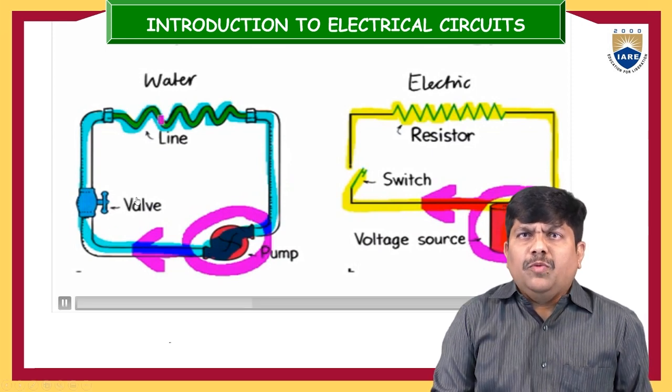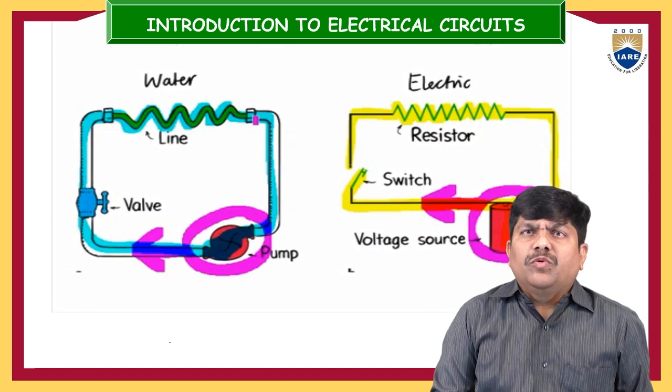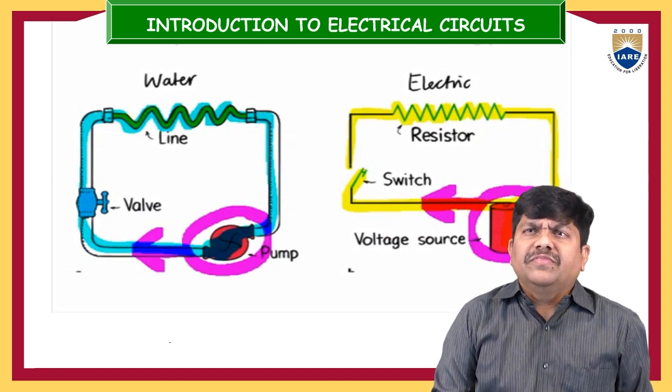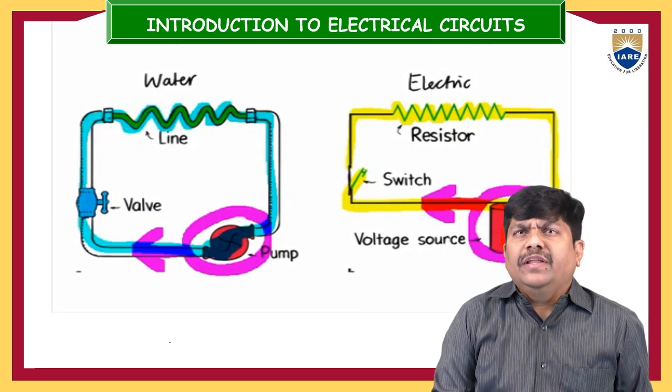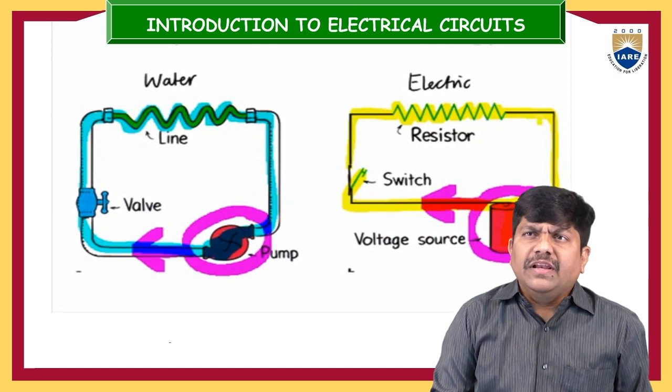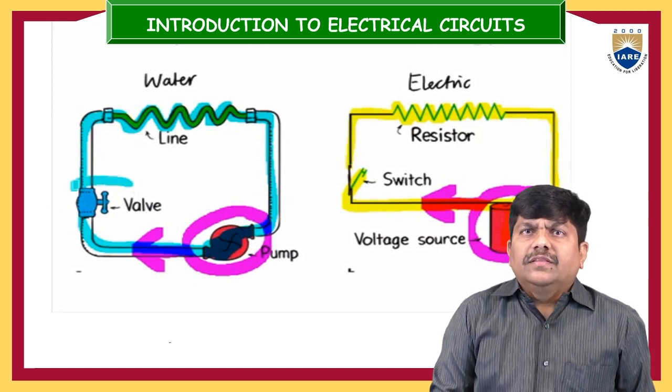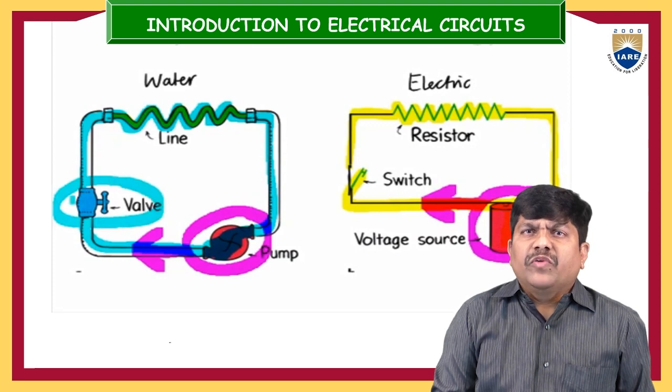Now in the water circuit, if you observe, there are some bends. Because of this, there will be an obstacle in the water circuit. In the same manner, there will be a resistor. The resistor will also create some obstacles to the flow of charge particles. And this is a switch. This is a valve kind of thing.